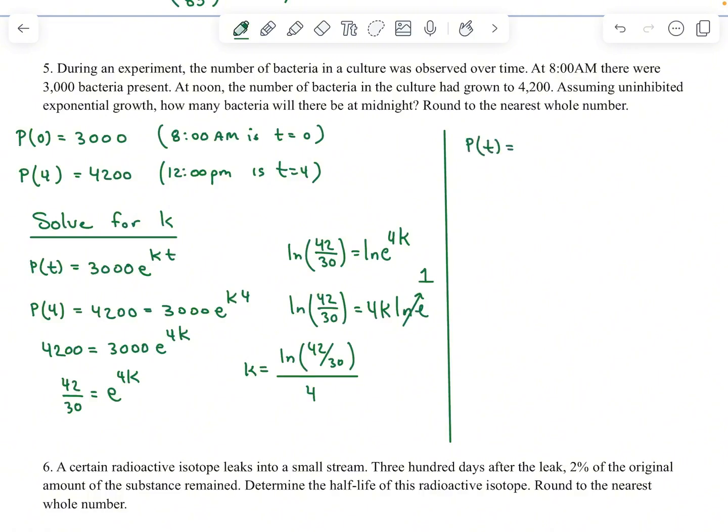So we have P of t is equal to 3,000 e to the kt. At midnight, t will equal 16. So we have P of 16 will equal 3,000 e to the 16 times k power. Now I'm going to evaluate this expression in Desmos.